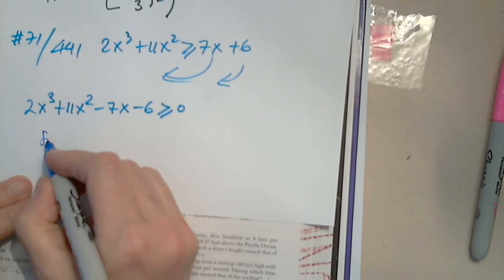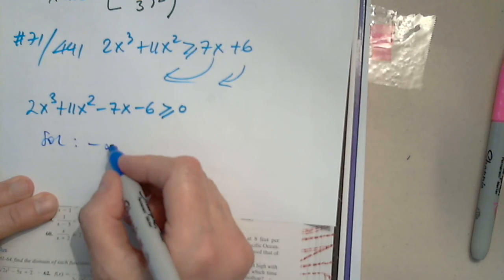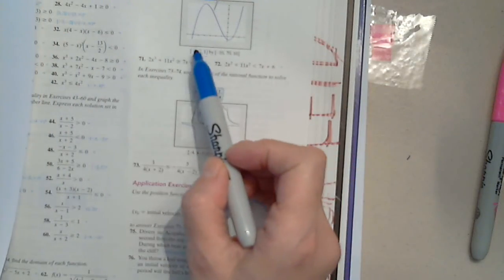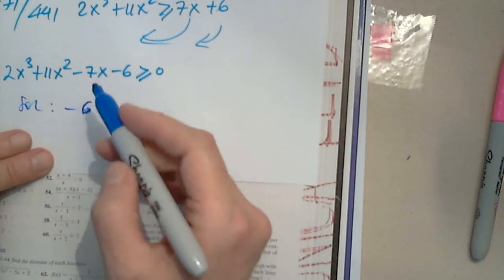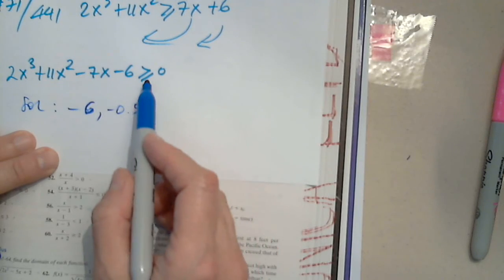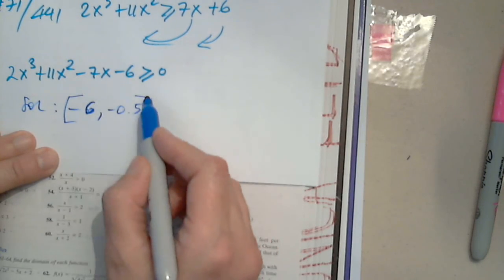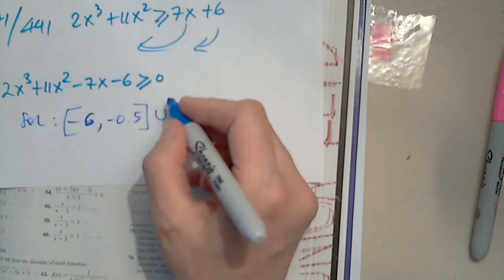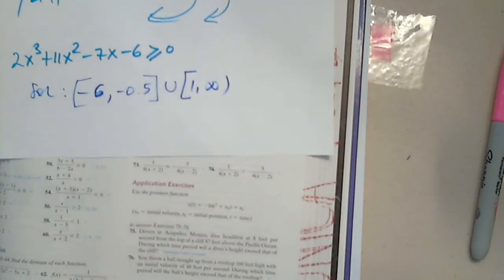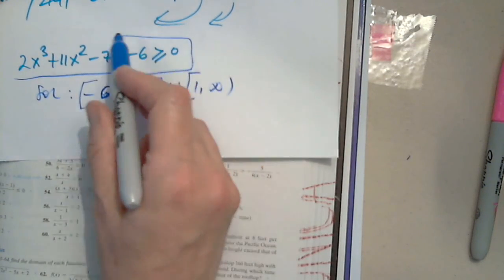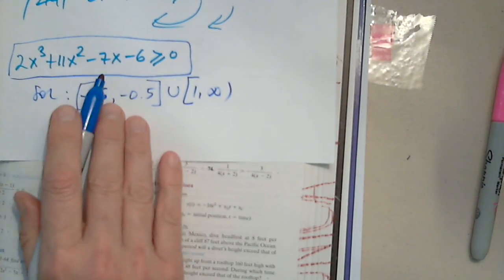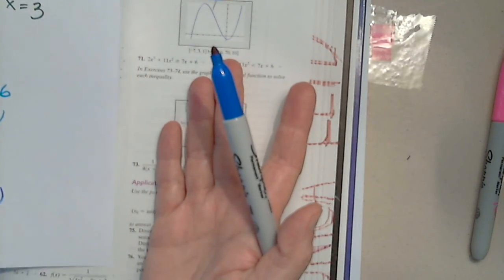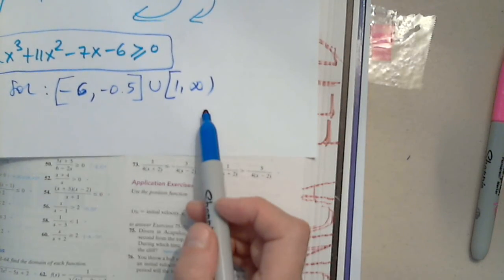So solution. Negative 6. Let me count again. Yes, correct. Negative 6, negative 0.5. Since I have the equal symbol, I will use brackets. Union from 1 to infinity. So this inequality is a very difficult situation because I can't factor this. But I can also determine the solution from the graph. I'm given the graph, and this is the solution.